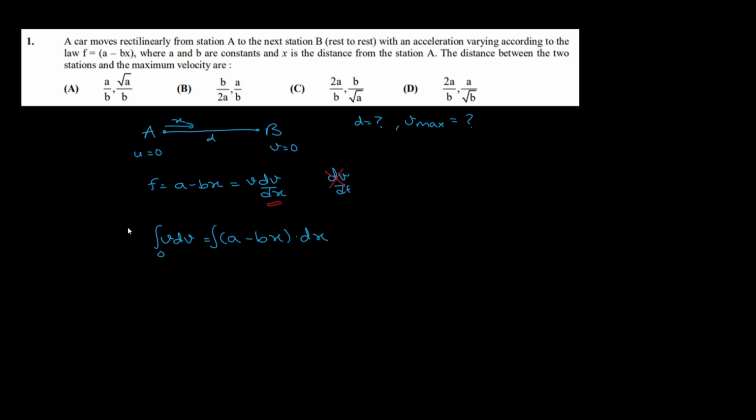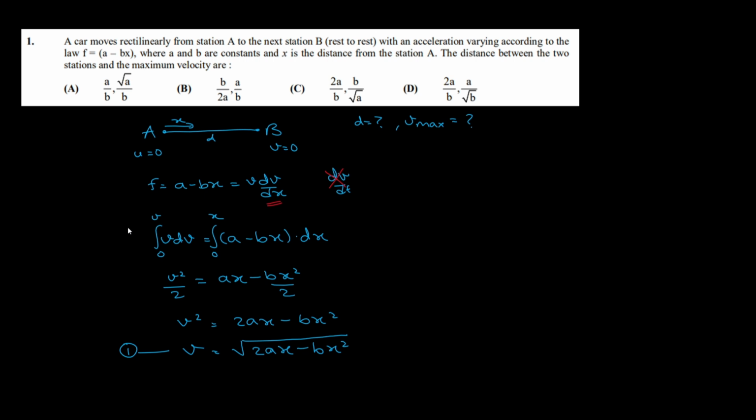When the velocity is 0, the distance is 0. At velocity v, the distance will be x, let's say. So the integration will be v square by 2 is equal to ax minus bx square by 2. Perfect. So v square can be written as 2ax minus bx square, or v can be written as the under root of 2ax minus bx square. Let this be the first equation.